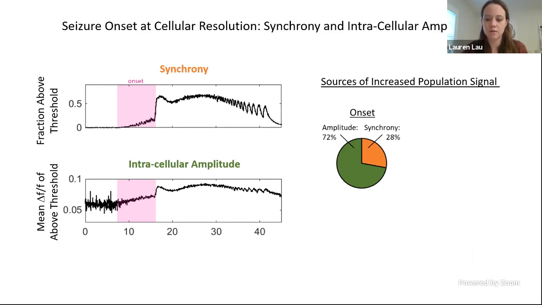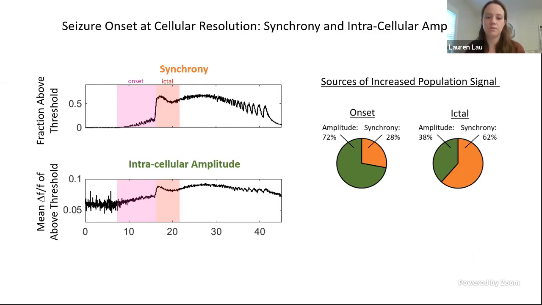of the calcium signal. And the same sort of quantification can be done in the ictal phase. So again, to say this rise in mean calcium, how much of it is due to synchrony, and during the seizure itself, we can see that the majority of that signal is really due to synchrony and coactivation of many of the neurons at the same time, along with some of that coming from the amplitude.